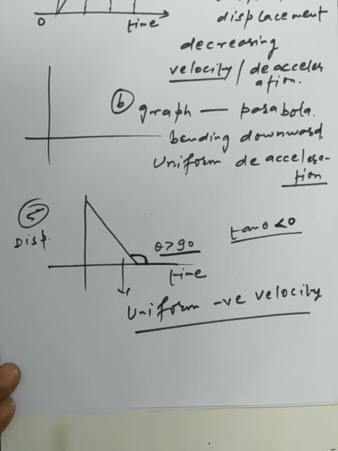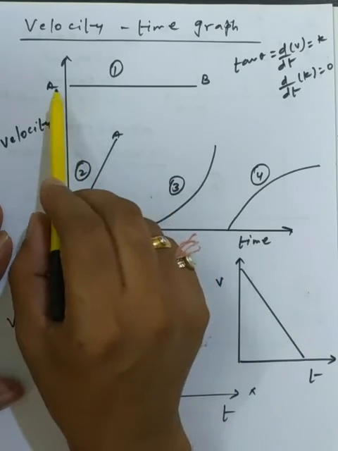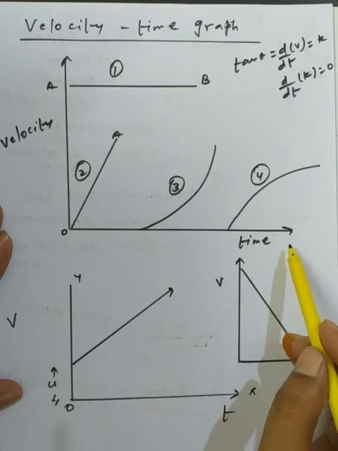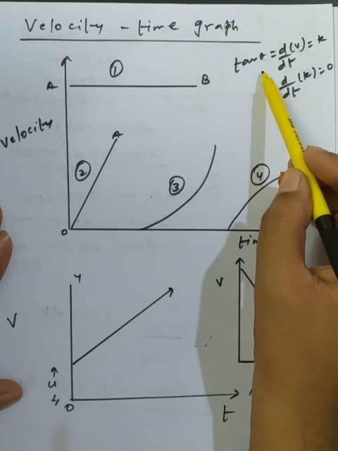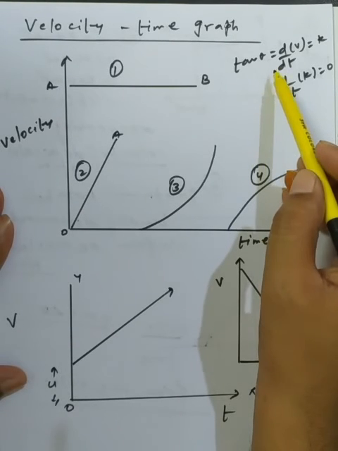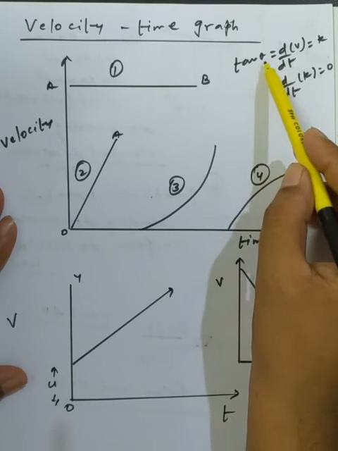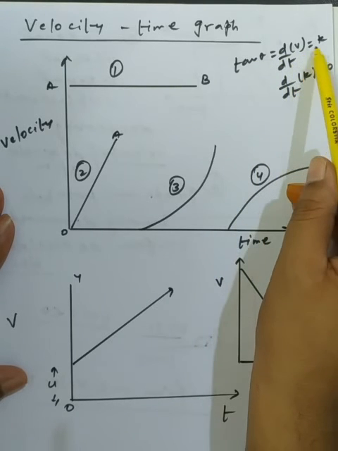So this is the kind of graph we have. Now we will talk about the other graphs. Already we have discussed the velocity time graph, so I am just repeating it. The first graph is a line AB which is parallel to the time axis. So we know the object is moving with uniform velocity. The velocity is not changing with respect to time. So the acceleration will be 0, because the slope of the graph, tan theta, is equal to dv by dt, that is dk by dt, where k is a constant.